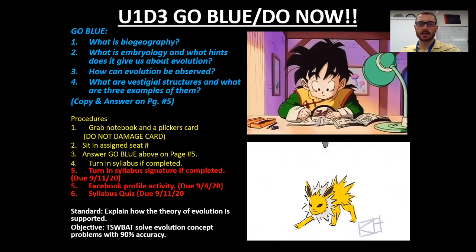We've got now today some day 3 of our video lessons in unit. We can see here we have for number 1 in our Go Blue, what is biogeography? 2, what is embryology and what hints does it give us about evolution? 3, how can evolution be observed? And 4, what are vestigial structures? And what are 3 examples of them? So some of this is old, some of this is new. We'll kind of delve more into it.